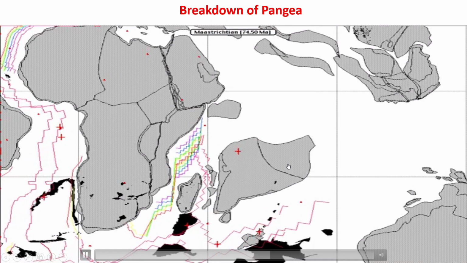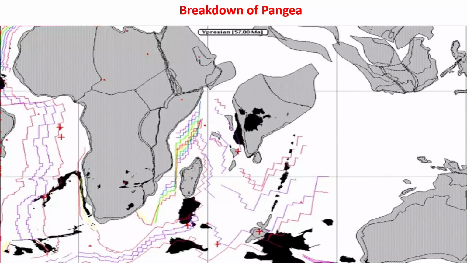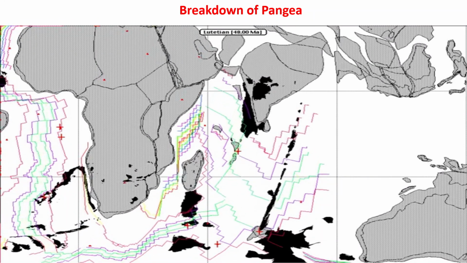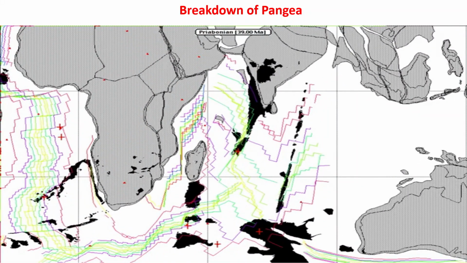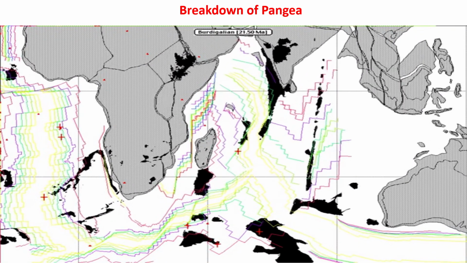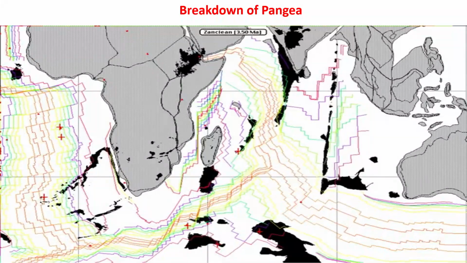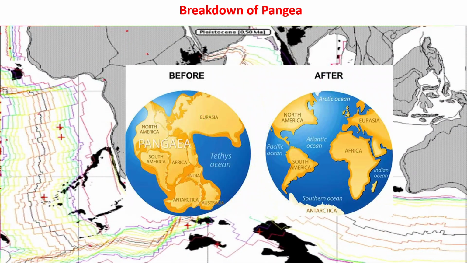This is our India, and it has moved. So this is the Pangea, the supercontinent, and the ocean surface is called Panthalassa or the Tethys Ocean. And this is the present condition, where we can see the different oceans and different countries.